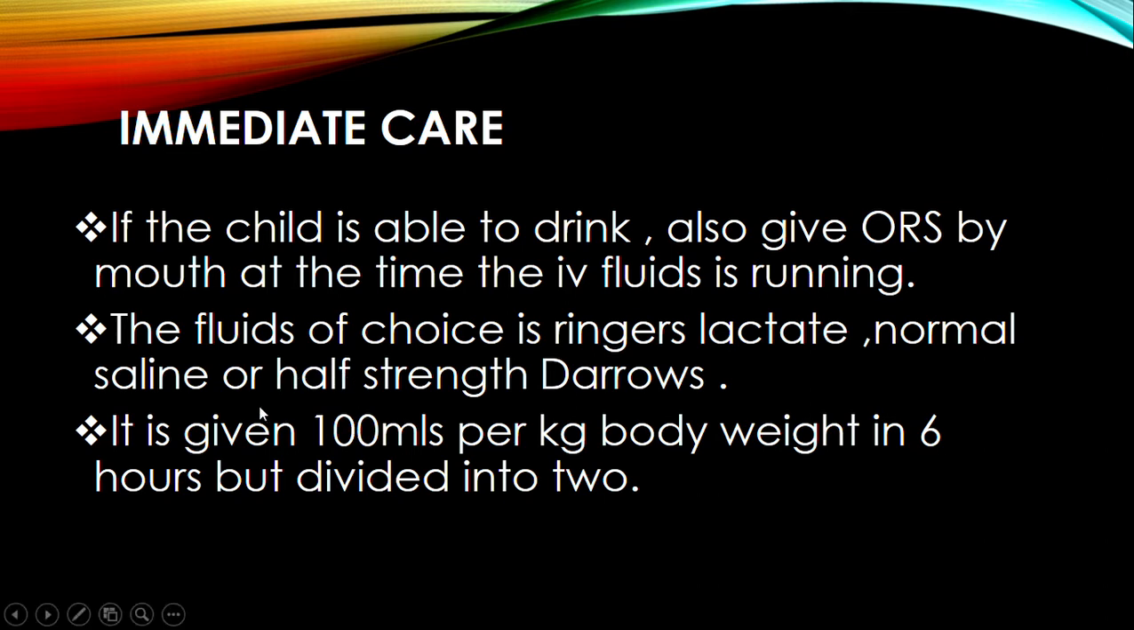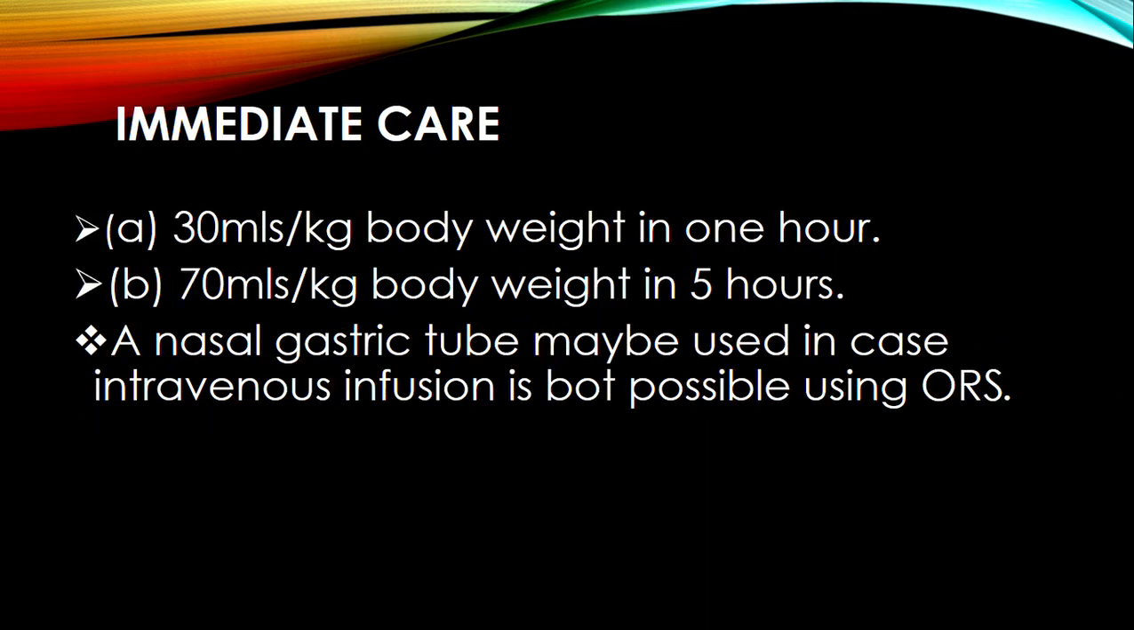The intravenous fluids of choice are Ringer's lactate, normal saline, or half-strength Darrow's. These have to be given at 100 ml per kg body weight, in 6 hours. This 6 hours is divided into 2. First, 30 ml per kg body weight will be given in the first hour. Then the remaining 70 ml per kg body weight is given in the remaining 5 hours.